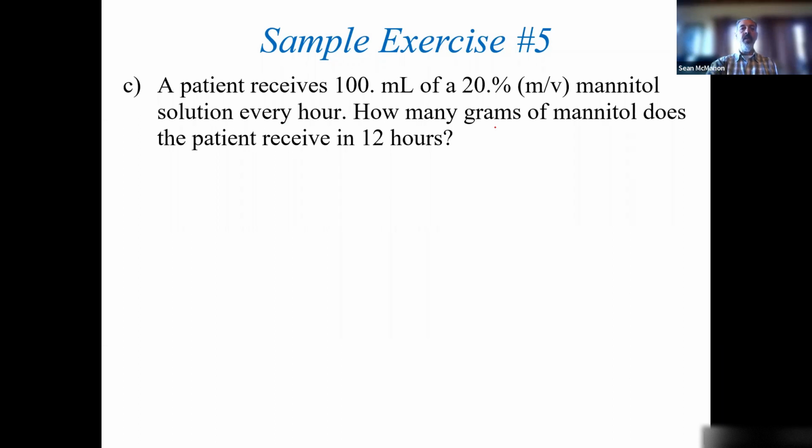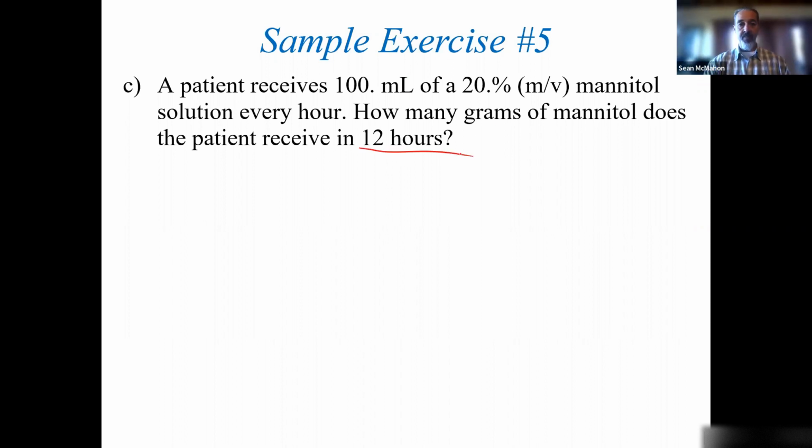C. A patient receives 100 mL of a 20% mass to volume mannitol solution every hour. Oh, allied health measures, here we go. This right here is exactly the type of calculations you'll be doing when you take pharmacology and things like that. So 100 mL of a 20% solution of mannitol every hour. How many grams of this drug or this substance does the patient receive in 12 hours?